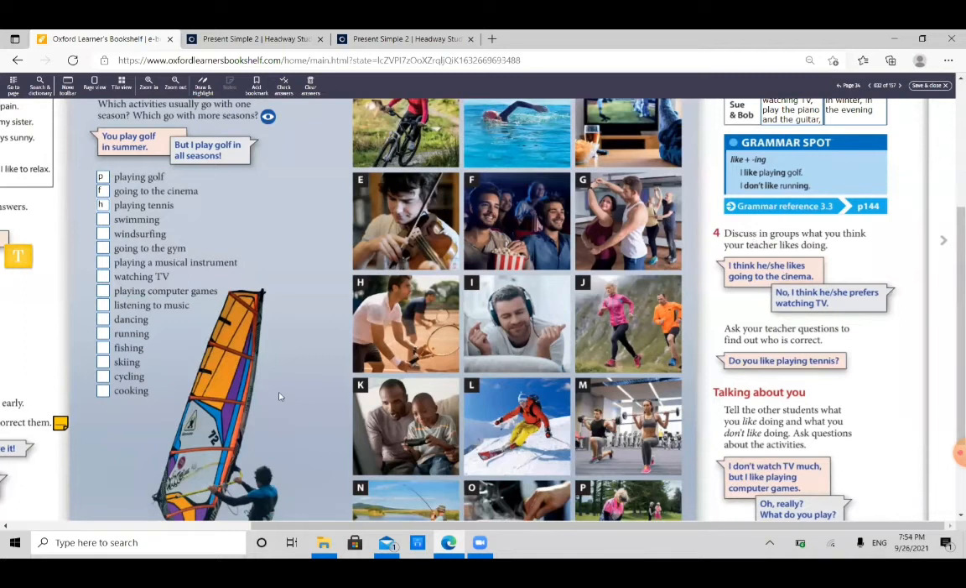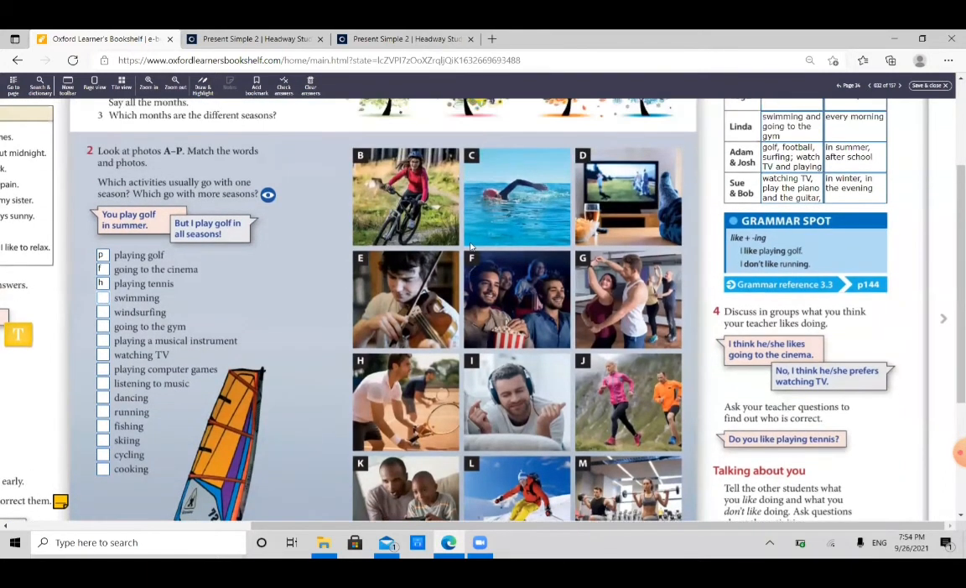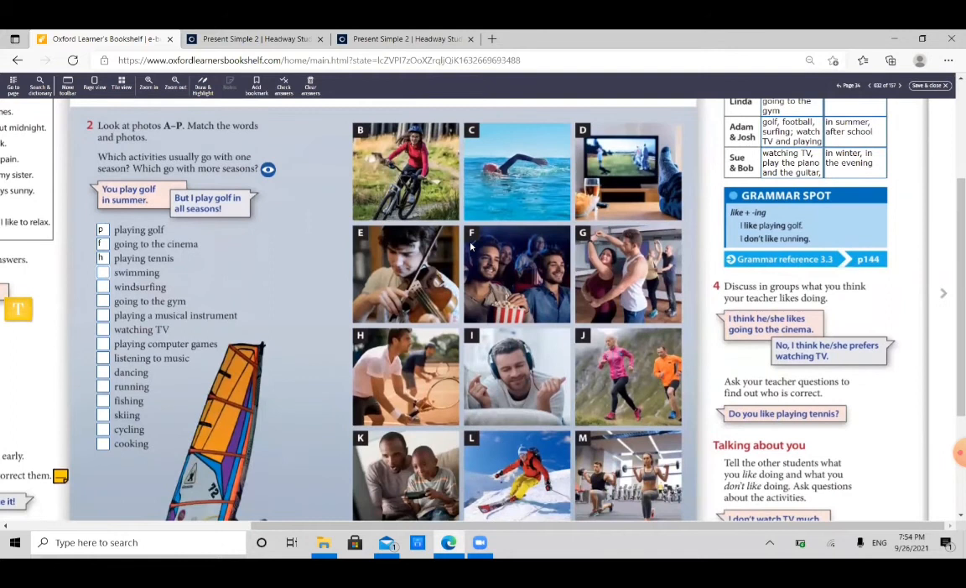The next, yes, Rawan. Teacher, I can't see the letter. Okay, see. It is swimming, C. Yes, thank you. Walid.